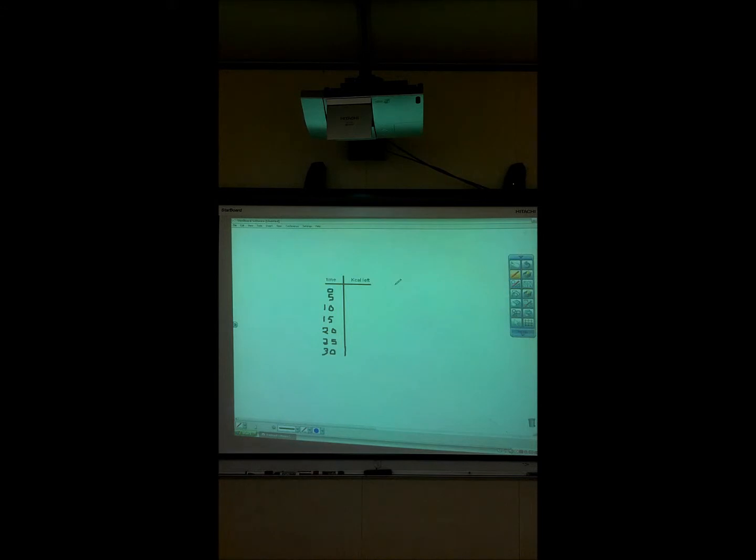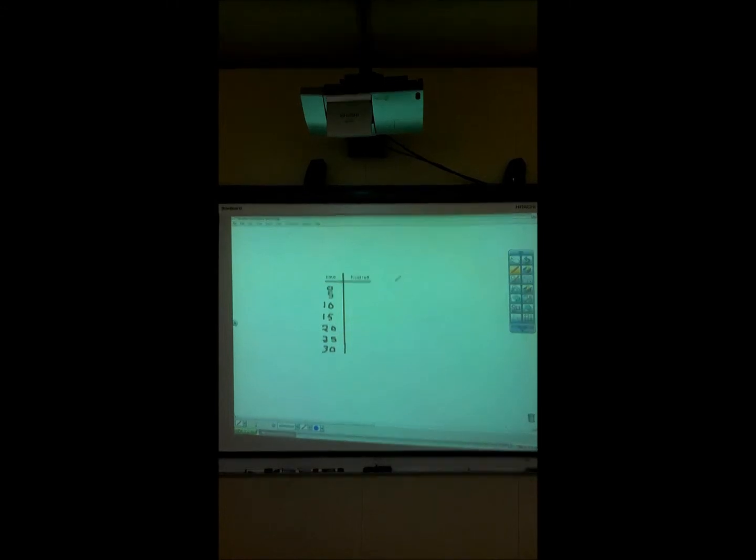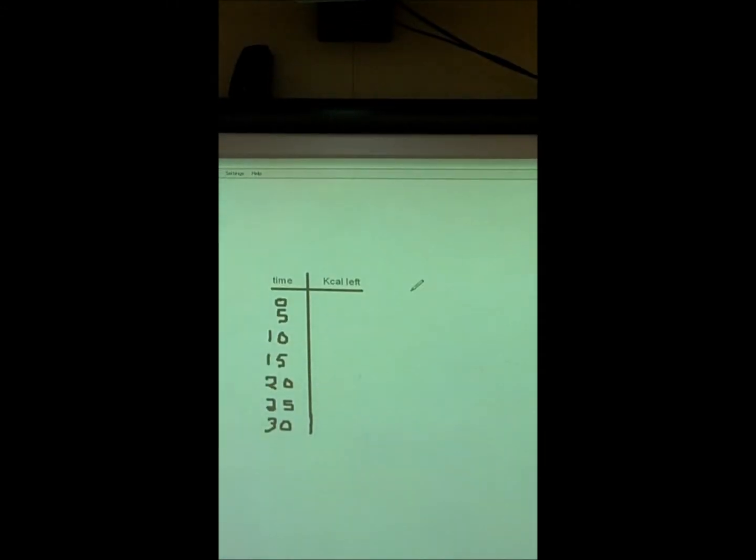So when you get the number, let me focus in on that table a little bit so you can see it better. So once again, you're going to take kilocalories equals rate times time times kilograms.